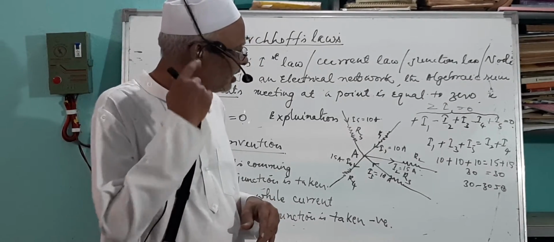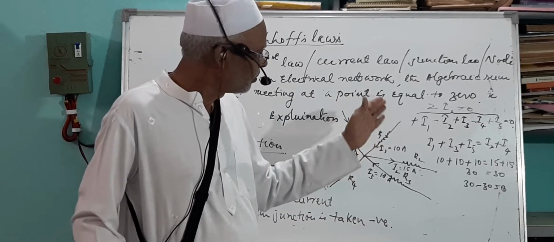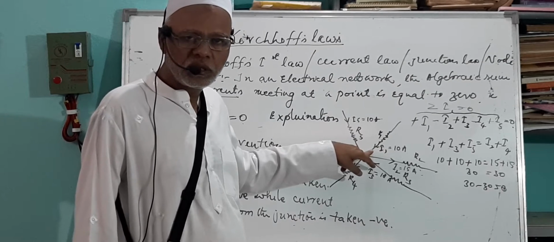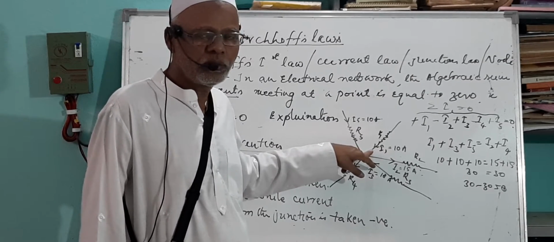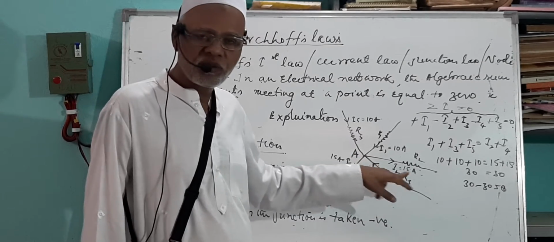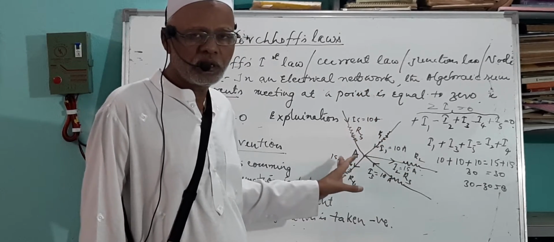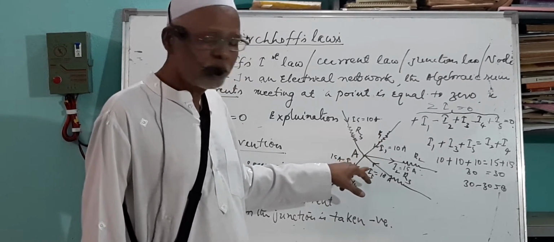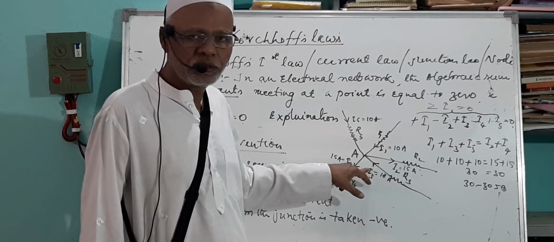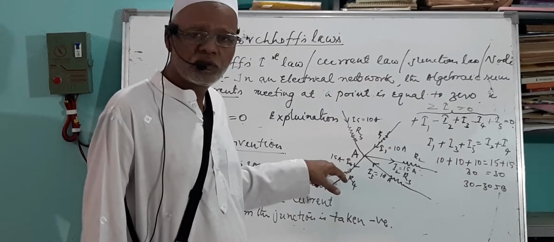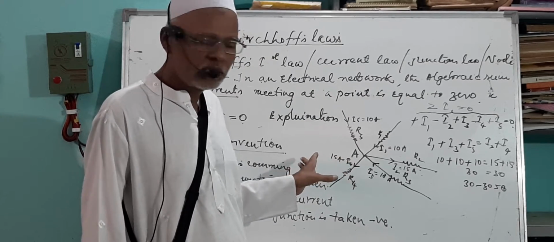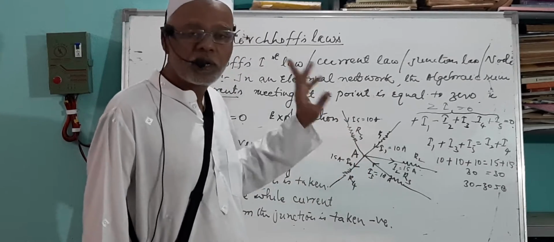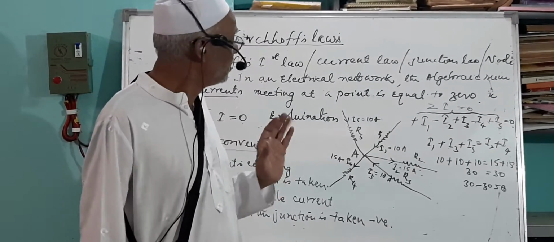As for the sign convention, if you consider the first branch, current is coming toward the junction, therefore it is taken to be positive. Whereas the second branch current is leaving from the junction, it is taken to be negative. In the third branch current is coming toward the junction because the arrow represents the direction of flow of current toward the junction. Similarly, in the fourth branch, current is leaving from the junction, so the arrowhead represents away from the junction. In the fifth branch, current is coming toward the junction.